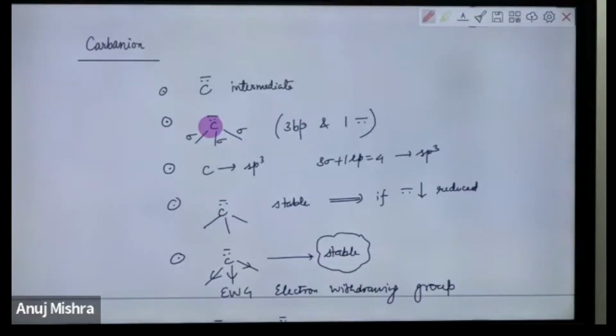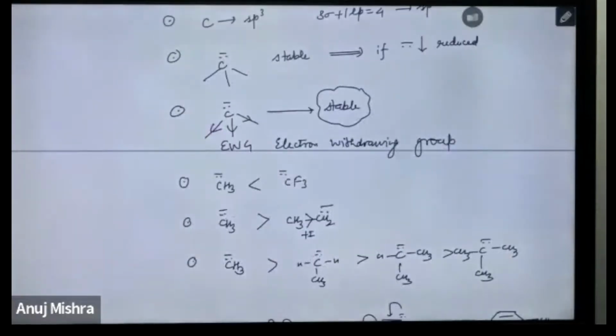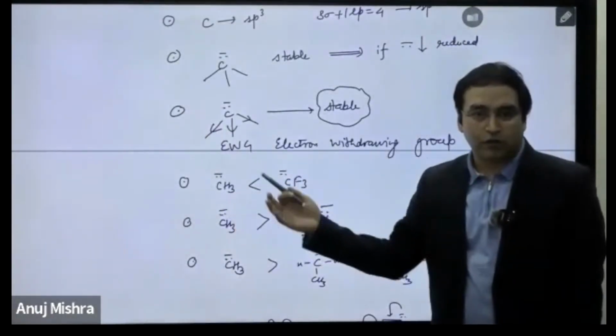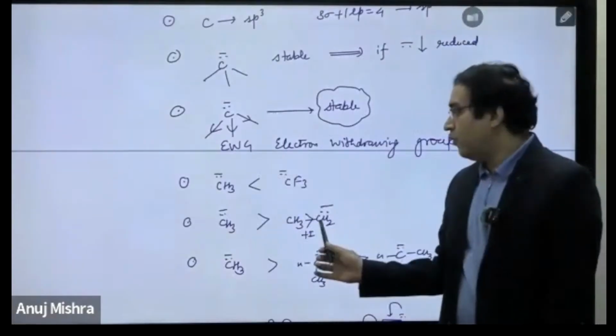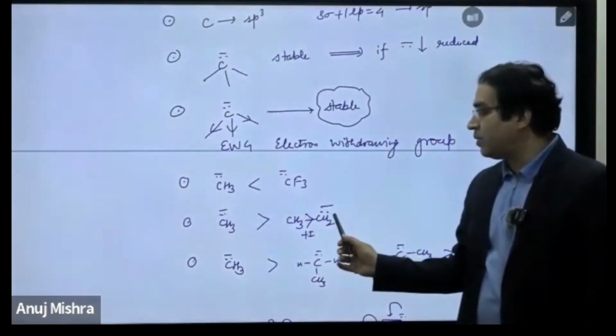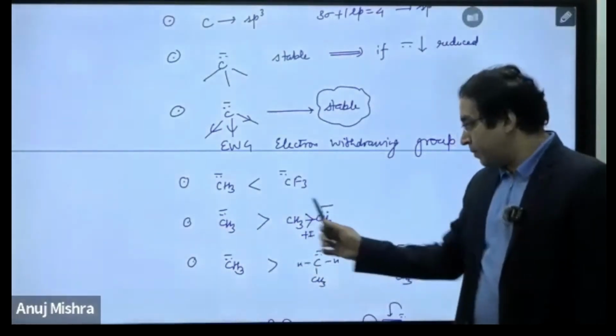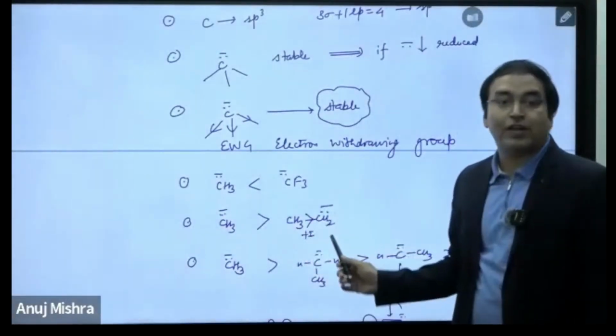If I say CF3 minus and CH3 minus, which is more stable? CF3 minus, because fluorine pulls. If it pulls, the minus charge will come down. If you have CH3 minus and CH3CH2 minus, which is better? CH3 minus is better, because the CH3 group pushes electrons. If it pushes electrons, it will increase the negative charge.